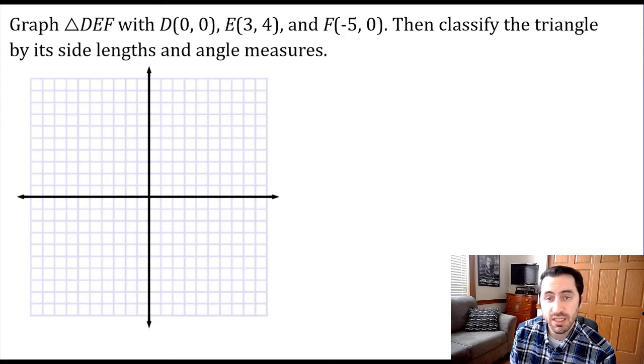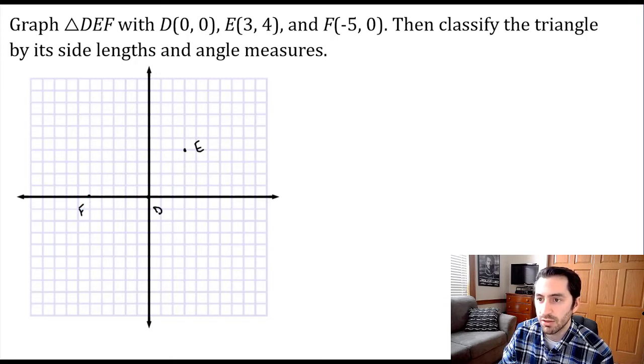So here we have DEF with the points (0, 0), (3, 4), and (-5, 0). So let me start by graphing that. So we have D is at the origin. E is at the point (3, 4): 3, 1, 2, 3, 4. And lastly, we have F is at (-5, 0): 1, 2, 3, 4, and 5. So this was D, this was E, and F. And let me connect these together to form our triangle. All right, so here's our triangle DEF.